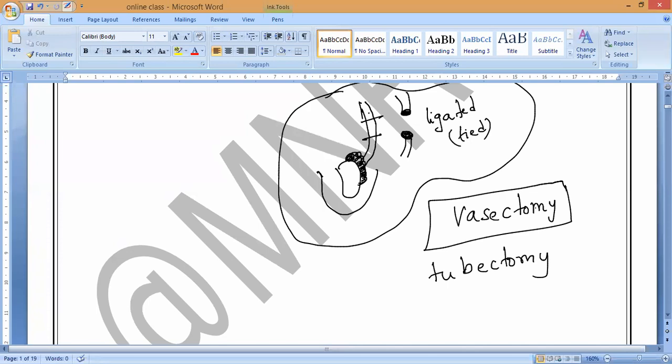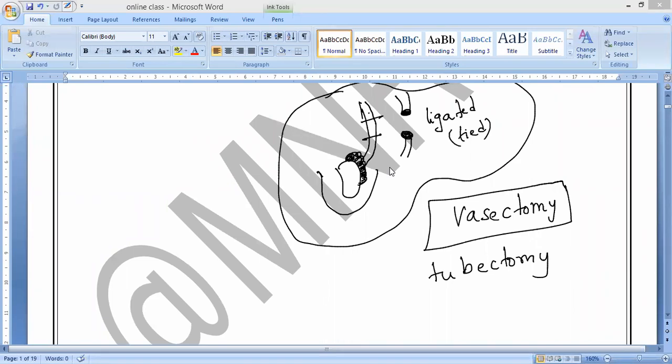What is vasectomy, guys? A surgical procedure carried out in males is called vasectomy. So what will they do in this vasectomy, guys?